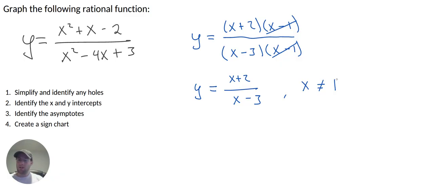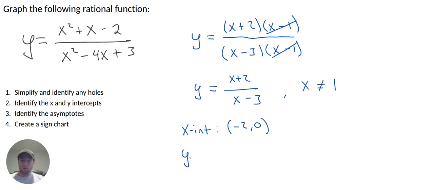Step number 2, we want to identify the x and y intercepts. The x-intercepts are going to occur when y equals 0, and for y to equal 0, we need our numerator to be 0. When x equals negative 2, we'll have negative 2 plus 2, which gives us 0, and that results in the whole rational function being 0. So our x-intercept occurs at (negative 2, 0).